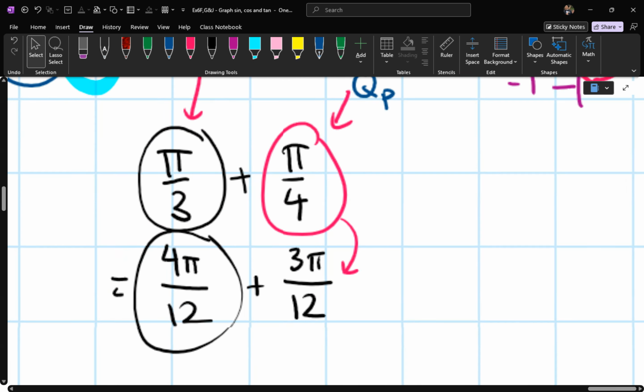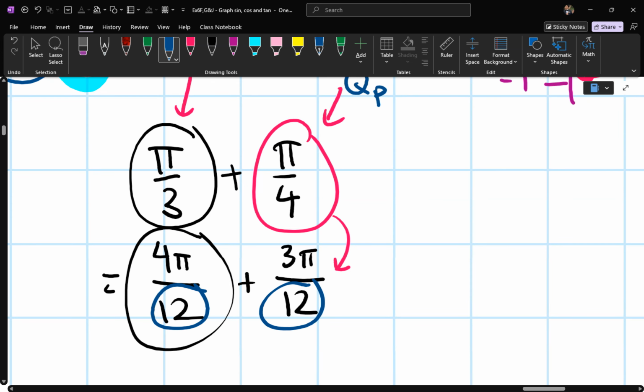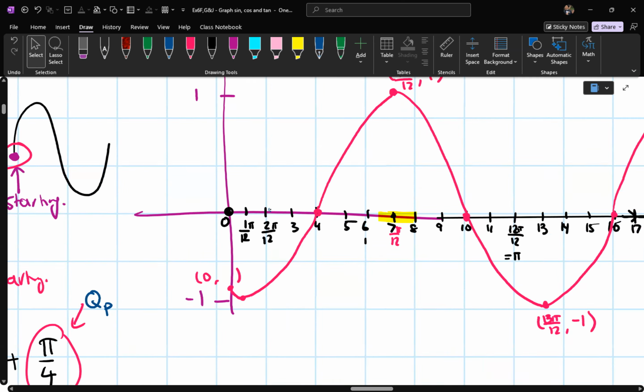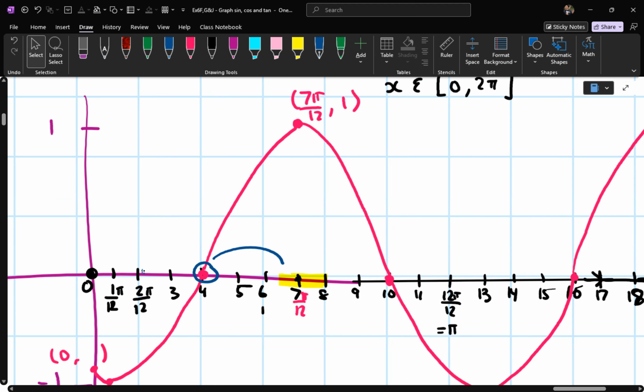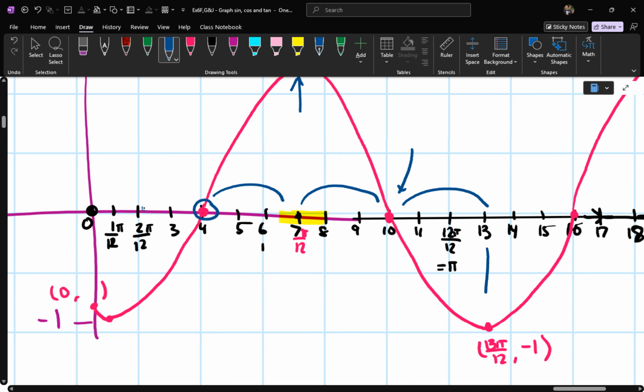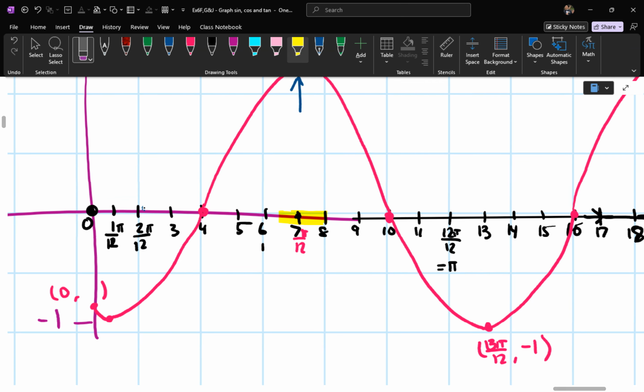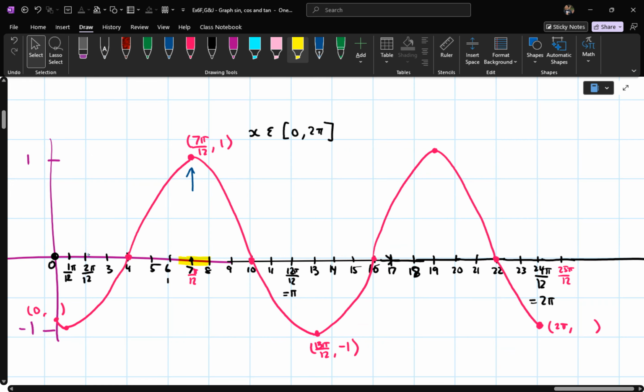And then I changed it so that the denominator is all the same, so it's easy to count. So you're starting at 4 and you're adding on 3, and that's all I did. I started off at 4. I added on 3 to get to 7, and so I know that was the maximum. And I added another 3. That's how I knew it went back to the middle. And then I added another 3. And that's how I knew it went to the minimum. And then I just followed that pattern to get all the maximums and minimums there.